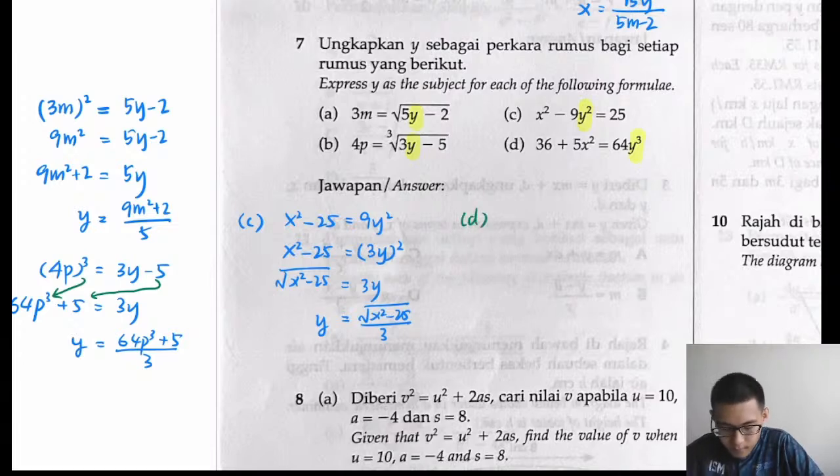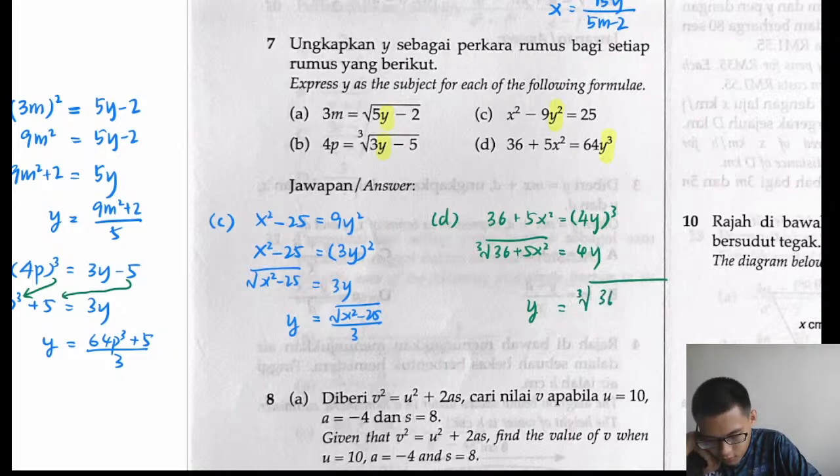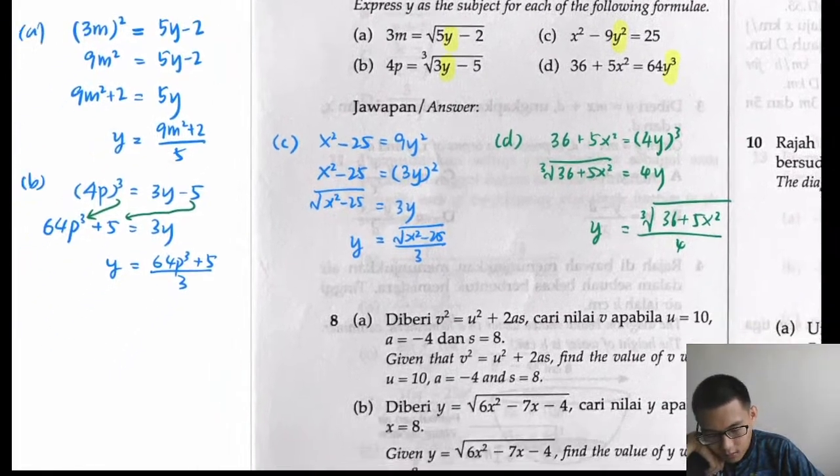So the D is 36 plus 5x squared equal to 64y cubed. The first thing: because the coefficient 64 can become 4y cubed together, I just move it here, 36 plus 5x squared. This one is a cube. So our final answer should be y equal to the cube root of 36 plus 5x squared, divided by 4.